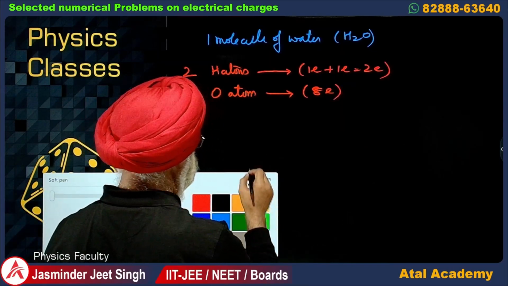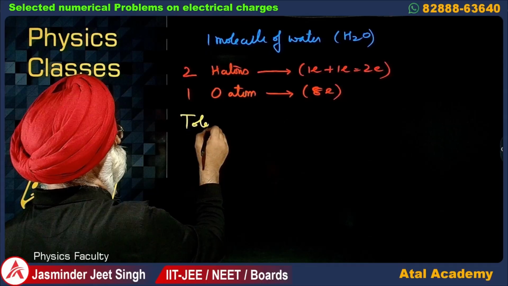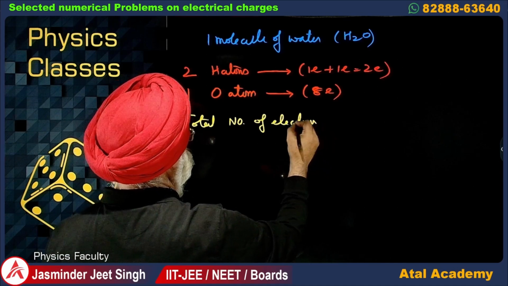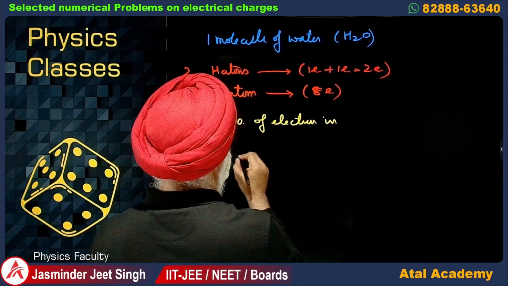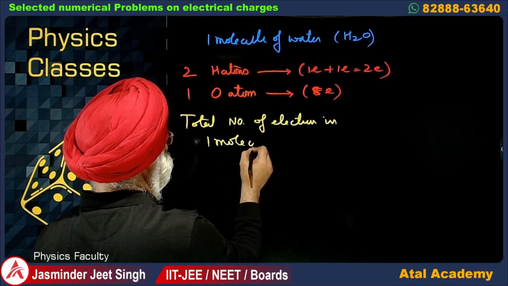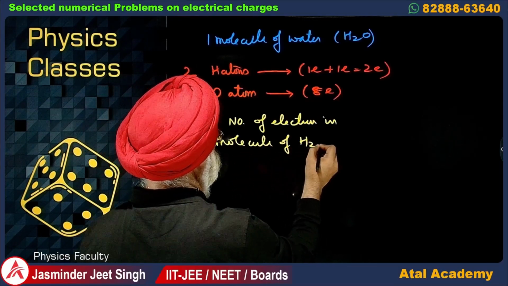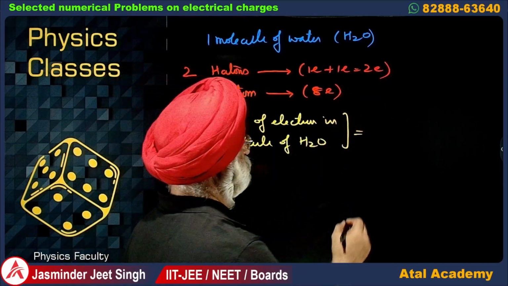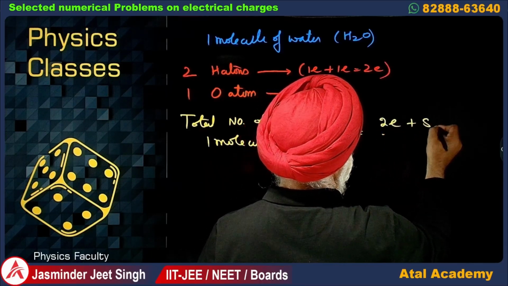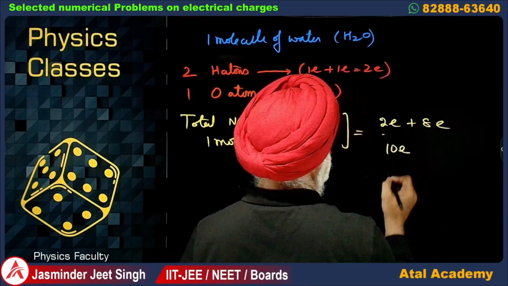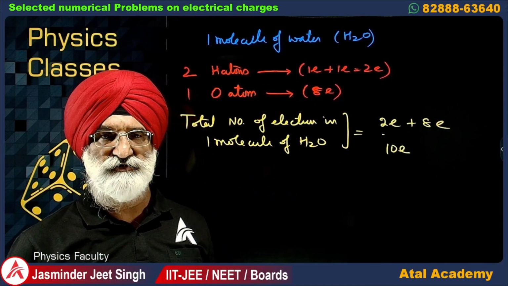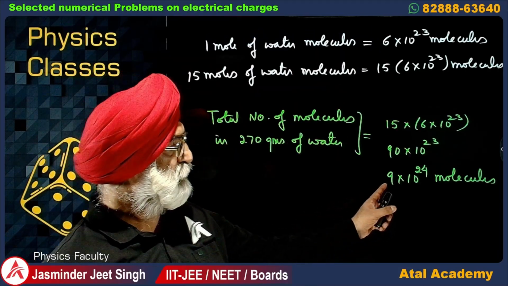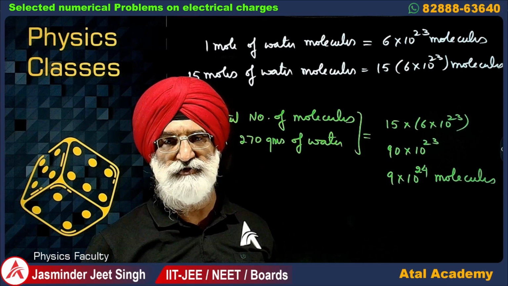The total number of electrons in 1 molecule of water is equal to 2 electrons plus 8 electrons, that will be equal to 10 electrons. In 1 molecule there are 10 electrons. And how many molecules do we have? We had already calculated that there are 9 into 10 to the power of 24 molecules.